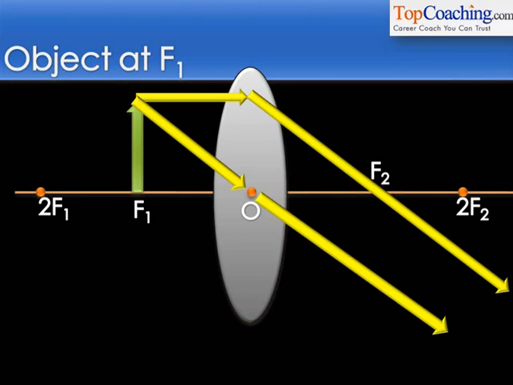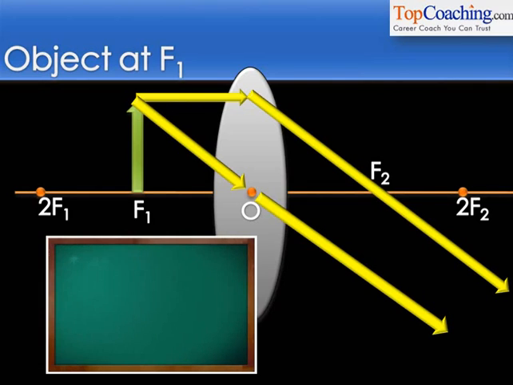In this case, we see something fascinating. We see that the final, emergent rays after refraction are actually parallel to each other. What does that mean? This means that they never meet, or they meet at infinity. Understood? You see, the refracted rays are parallel to each other, and parallel rays only meet at infinity. This means that the image will be formed at infinity. So when the object is placed at the first focus of a convex lens, the image is formed at infinity.